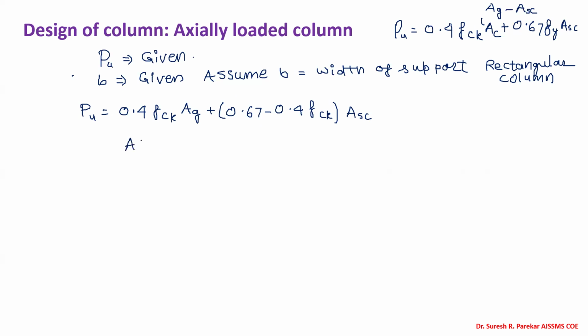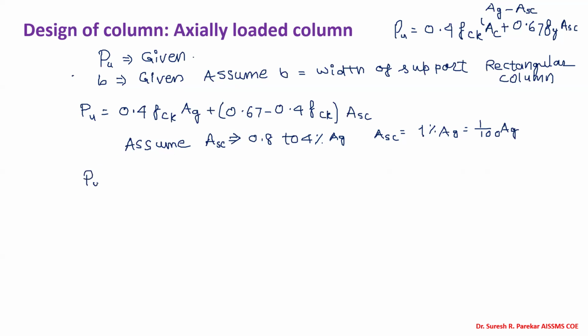And therefore, we have subtracted from this. Now we have to assume the value of Asc. Asc is the area of steel in compression. For longitudinal reinforcement we have 0.8 to 4%, actually up to 6, but to avoid practical difficulties, we are preferring 4%. So let us assume Asc equal to 1%, and this is percentage of Ag. So 1% of Ag means it is 1 by 100 of Ag. Now we will substitute this value in this equation.